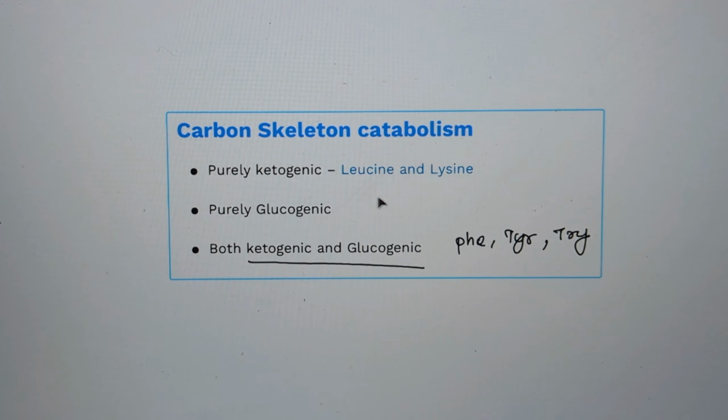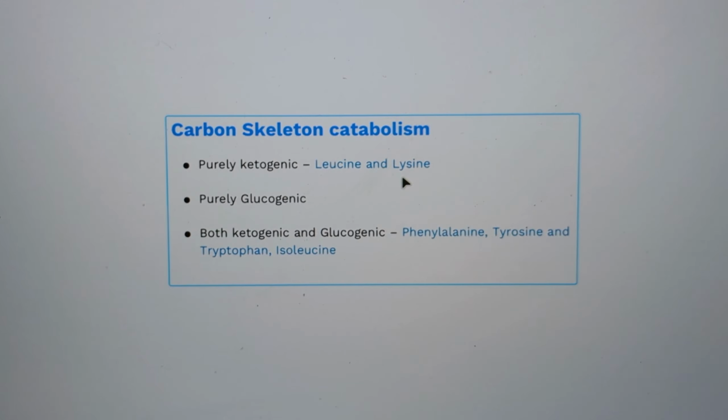At first, purely ketogenic amino acids. Only two amino acids fall under this category, leucine and lysine. These amino acids are exclusively broken down into ketone body precursors, for example, acetyl-CoA or acetoacetate.